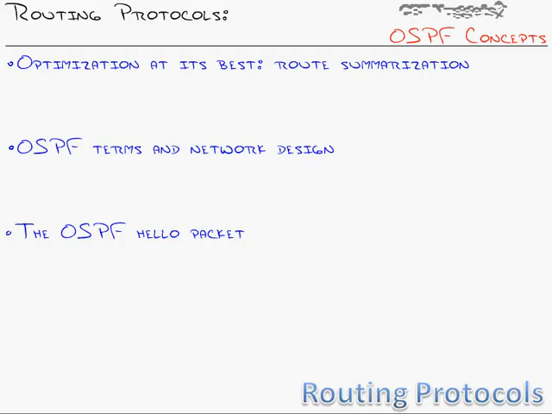So in this video, we are going to talk about, first and foremost, route summarization. The rest of OSPF won't make much sense without understanding route summarization. We'll then move into the OSPF terms and network design. Half of the battle in OSPF is understanding what these different terms mean and why we design our networks certain ways. We'll talk about that. Finally, we'll look at the OSPF Hello packet, which is the foundation piece of OSPF that allows routers to form neighbor relationships with each other and exchange routes.